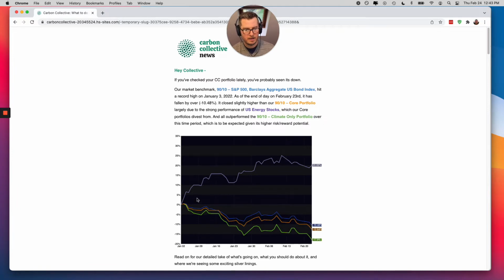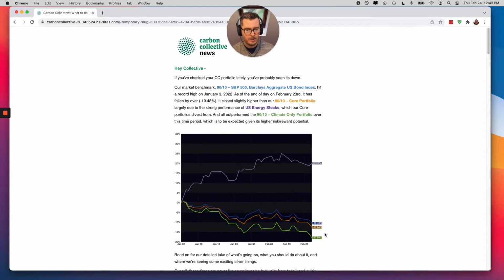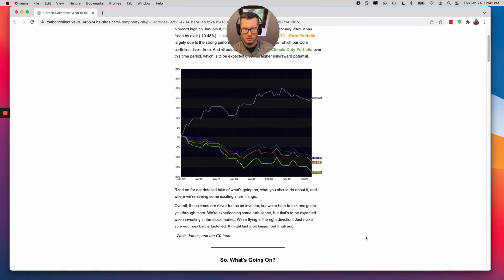The best performing sector over this time has been energy. It's gone way up, which has led it to outperform our core portfolios, which divest from energy, and significantly outperform our climate only portfolios, which have a much higher risk and reward. So what is going on here and what should you do about it?